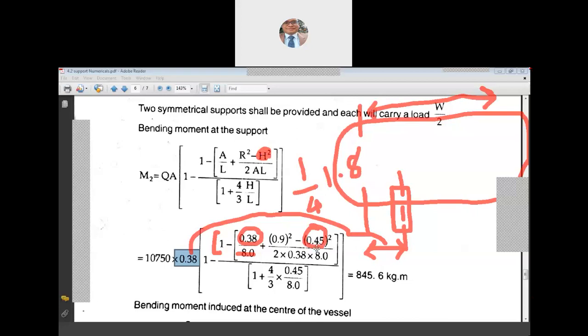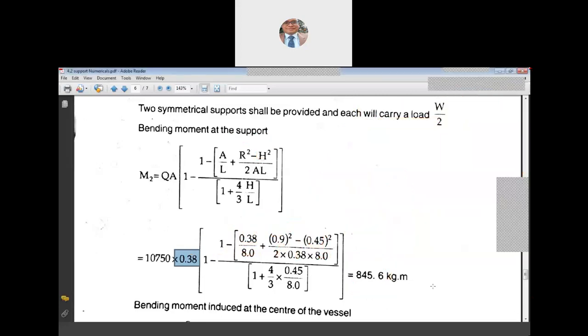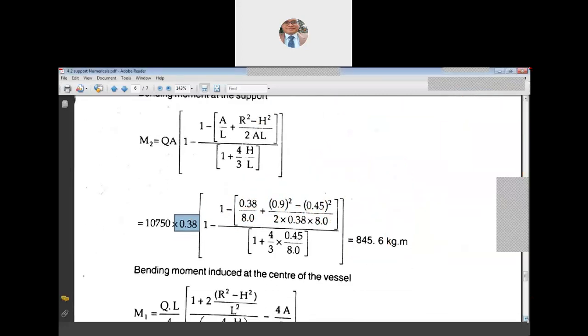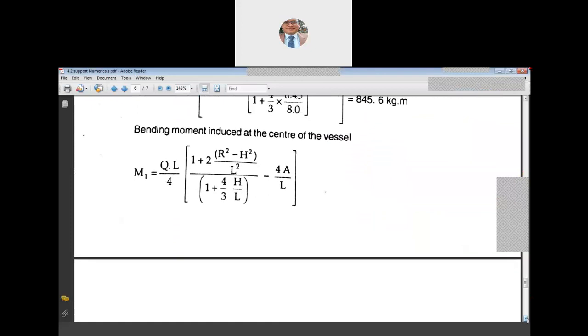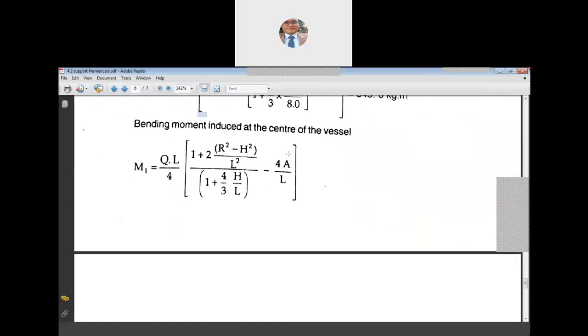meter. So that is 0.9 square minus 0.45 square, upon 2 into A into L. So this comes M2 as 845.6. So M2 is nothing but the bending moment at the support. Similarly, you have to calculate the bending moment at the center, that is M1. So this is the bending moment induced at the center of the vessel, that is M1.